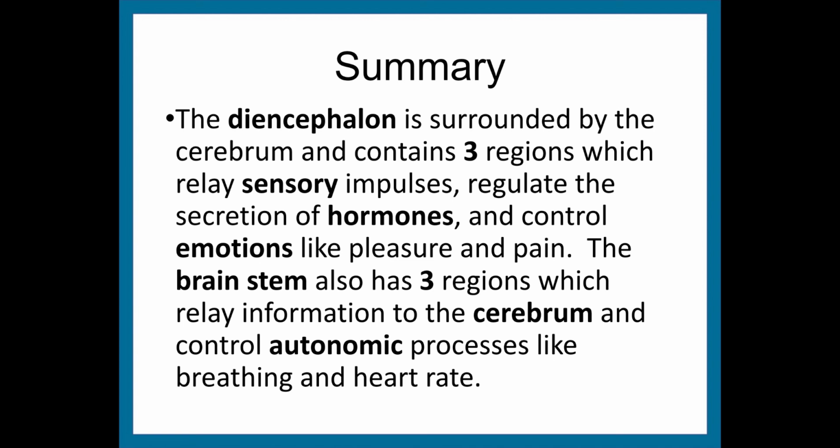So to sum up, the diencephalon is surrounded by the cerebrum, and it contains three regions which relay sensory impulses, regulate the secretion of hormones, and control emotions like pleasure and pain. The brainstem also has three regions which relay information to the cerebrum and control autonomic processes like breathing and heart rate.